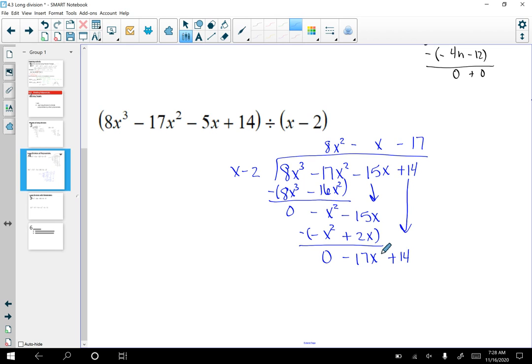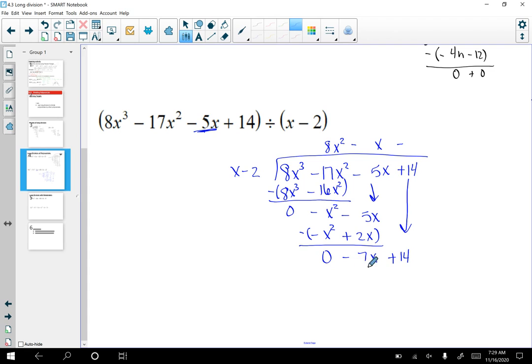Or I'm sorry, this should be 7. Where did I get 17? Oh, I wrote this wrong. I'm sorry. So that's a good lesson. Make sure we're copying everything down correctly. This should be negative 5. Okay, that's going to give me negative 7. So notice my error was right here. I wrote negative 15 instead of negative 5. I'm sorry about that. Okay, so here, negative 5x minus negative 2x gives me negative 7x. I bring down my 14.